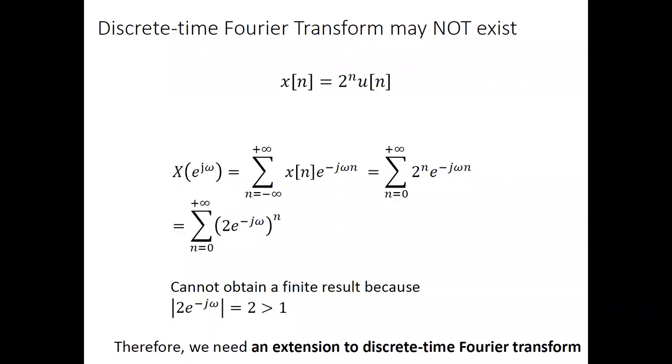And to obtain a frequency domain representation of a signal like this, we need extension from e to the j omega to the variable we call z. So Z transform is an extension to discrete time Fourier transform.